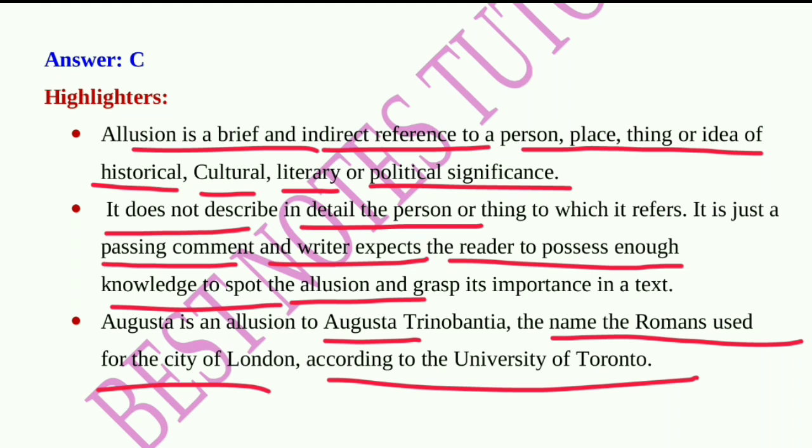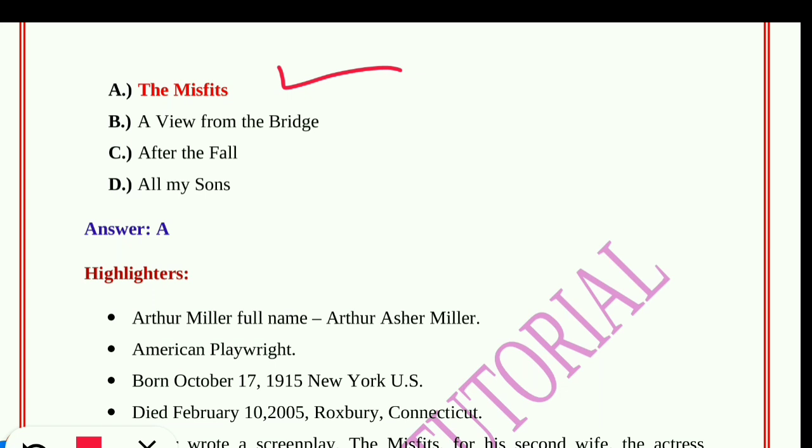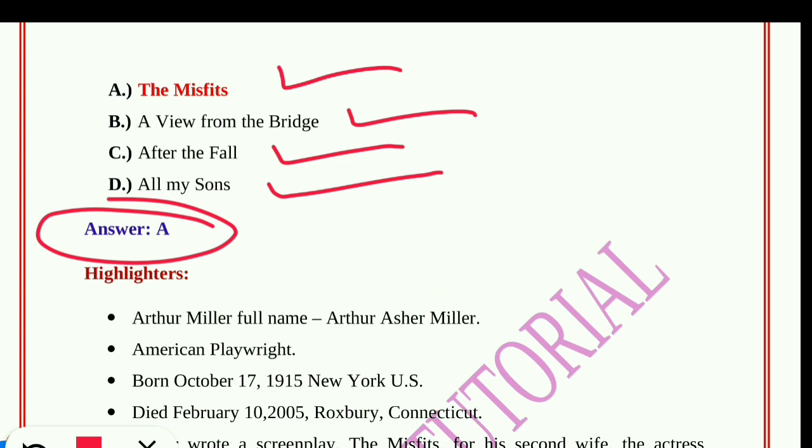Next question is question number 17. Arthur Miller wrote a screenplay especially for his wife Marilyn Monroe. Which is it? Options are option A, The Misfits, option B, A View from the Bridge, option C, After the Fall, All My Sons, option D. So here your answer is option A, that is The Misfits. Let's see the highlighters.